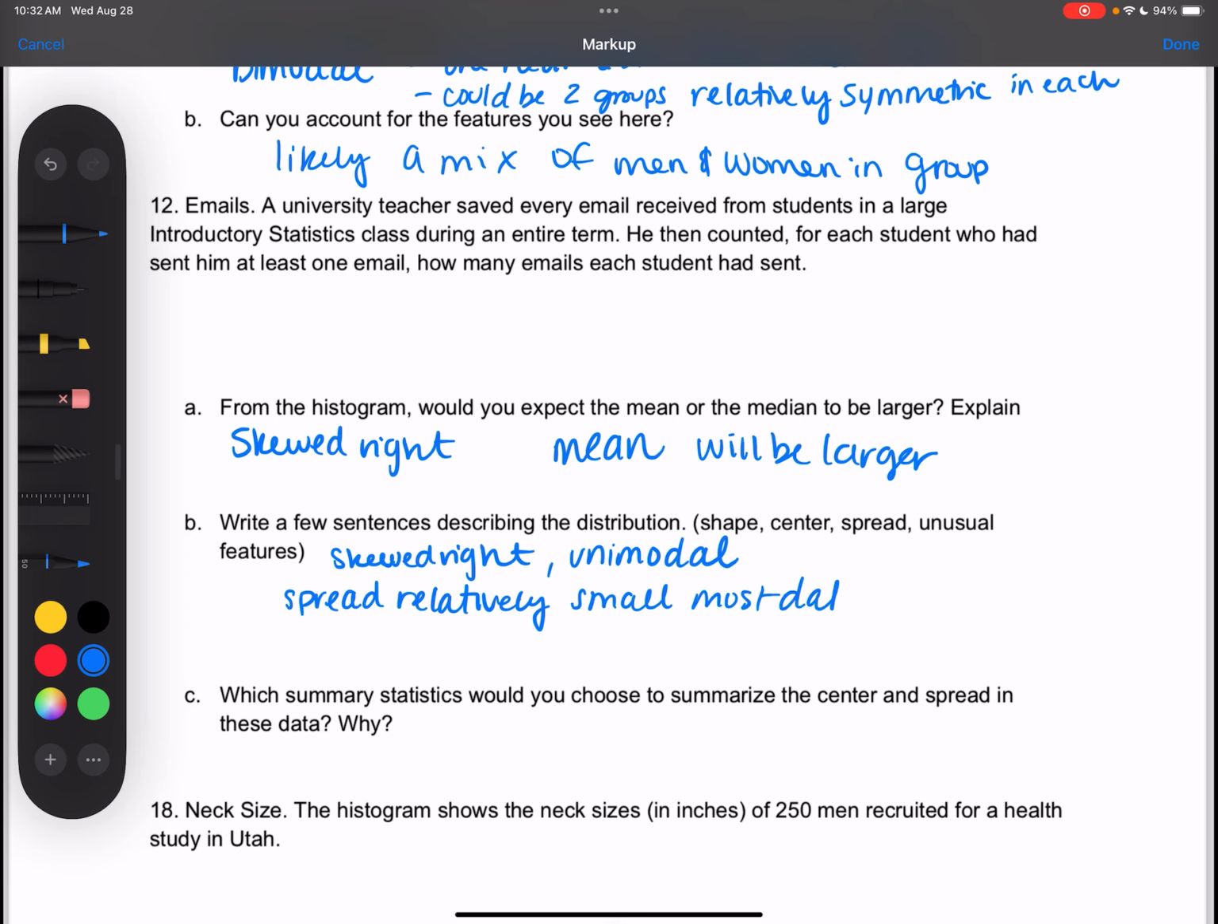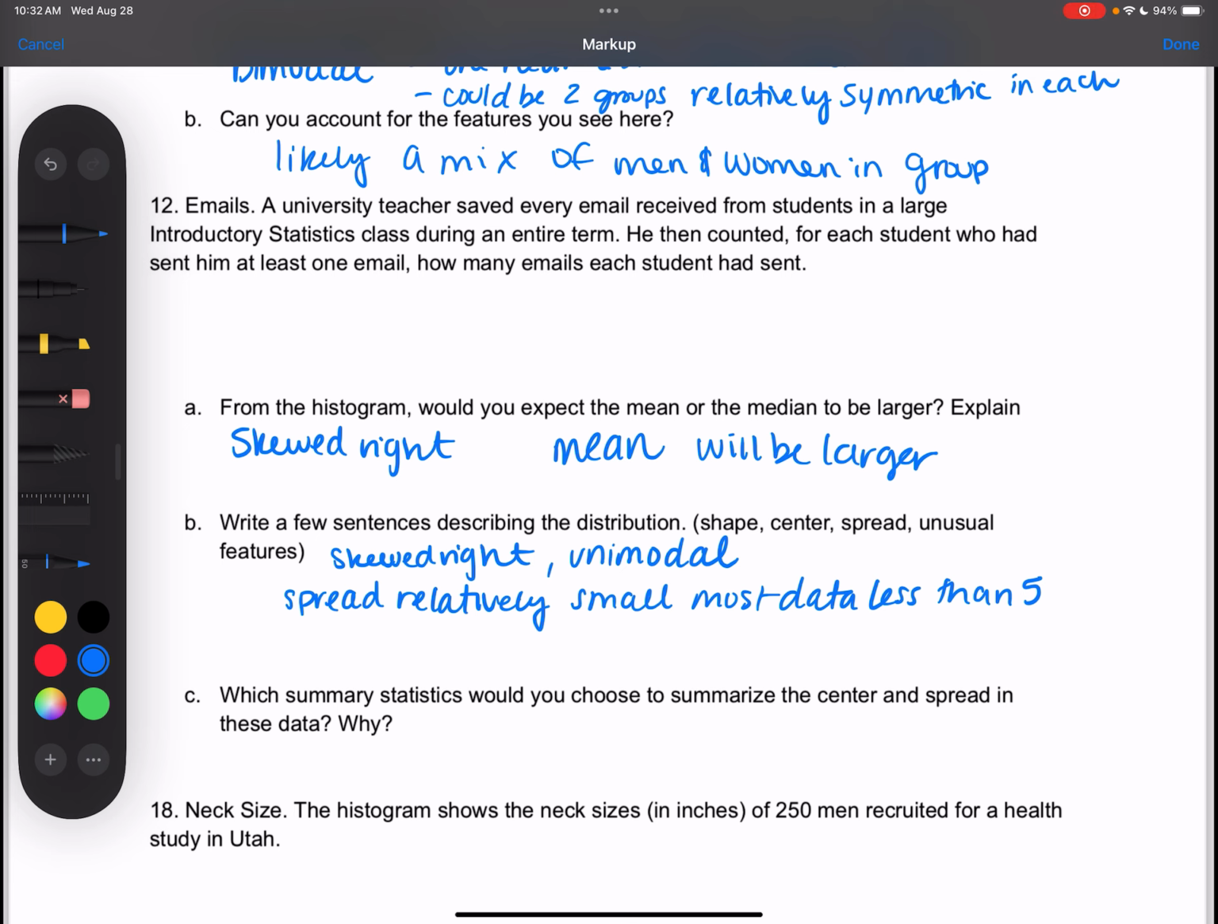What student was sending like 80 emails? That's a lot of emails. So, that's the number of students. Number of emails is on the bottom. Oh, never mind.